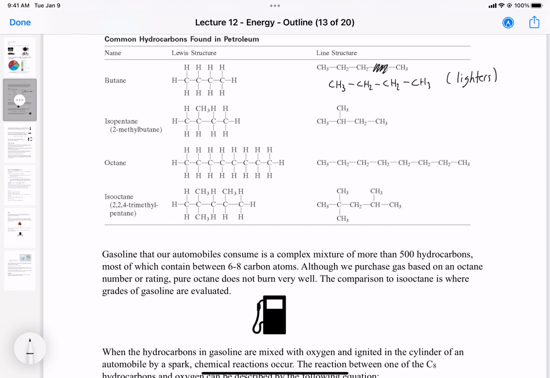So usually we test our gasoline, how well it burns, by comparing it to the burning of isooctane. So that's where we get an octane rating. If it burns as well as isooctane, that means it'll produce a similar heat content or something along those lines. So it's based on the isooctane rating. Okay?